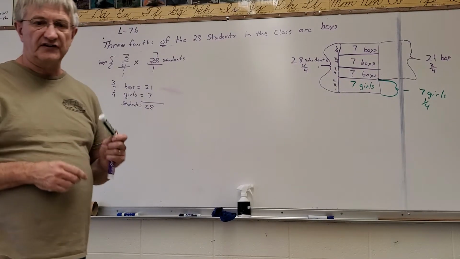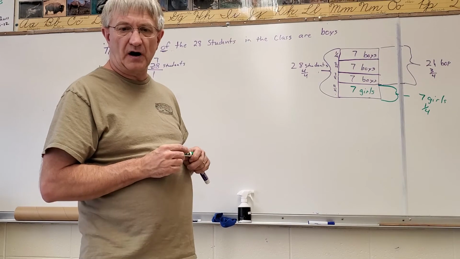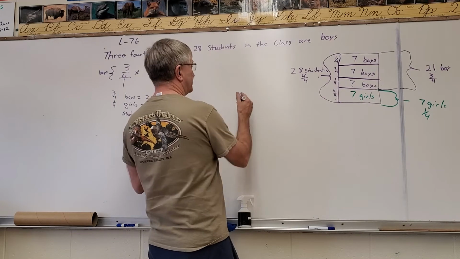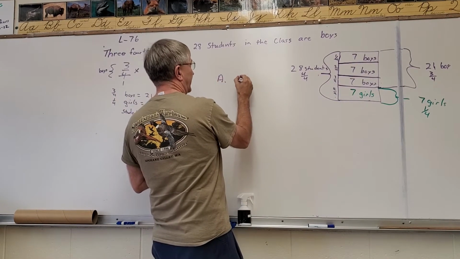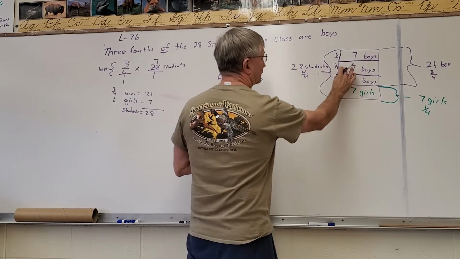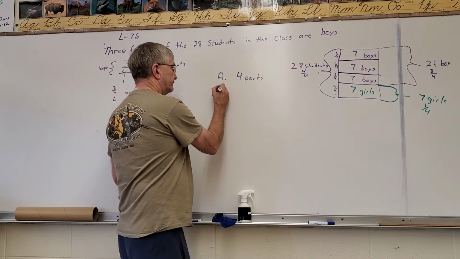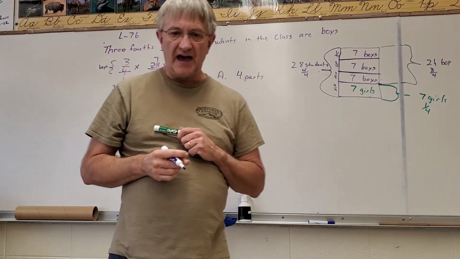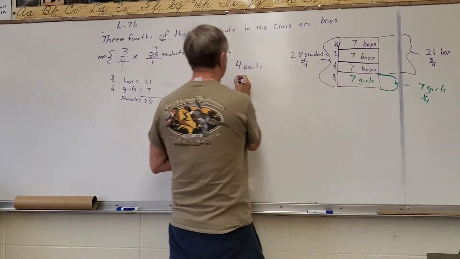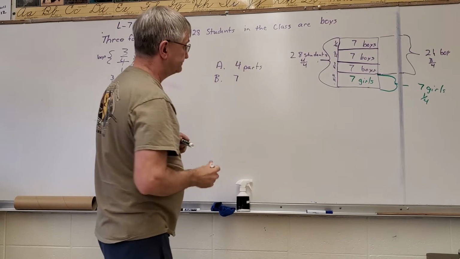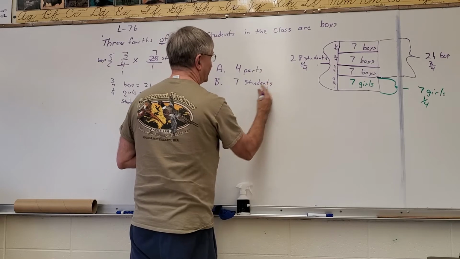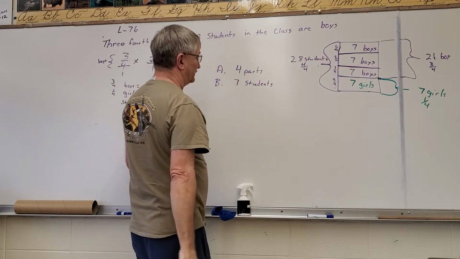Question A says, into how many parts is the class divided? It's divided into 4 parts. So I put down A, 4 parts: 1, 2, 3, 4. Let's go to B. B states, how many students are in each part? Well, we should figure that out: 7, 7, 7, 7. 7 students. Almost forgot my label. Shame on me. Again, don't forget the labels: 1 point for the number, 1 point for the label.